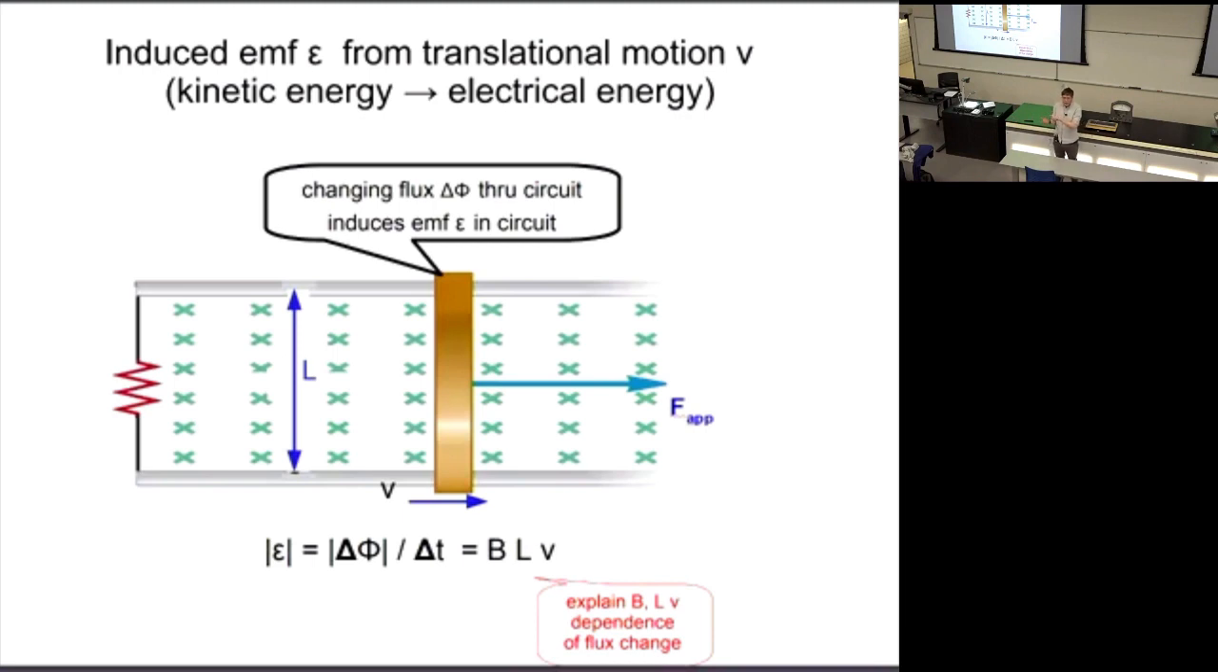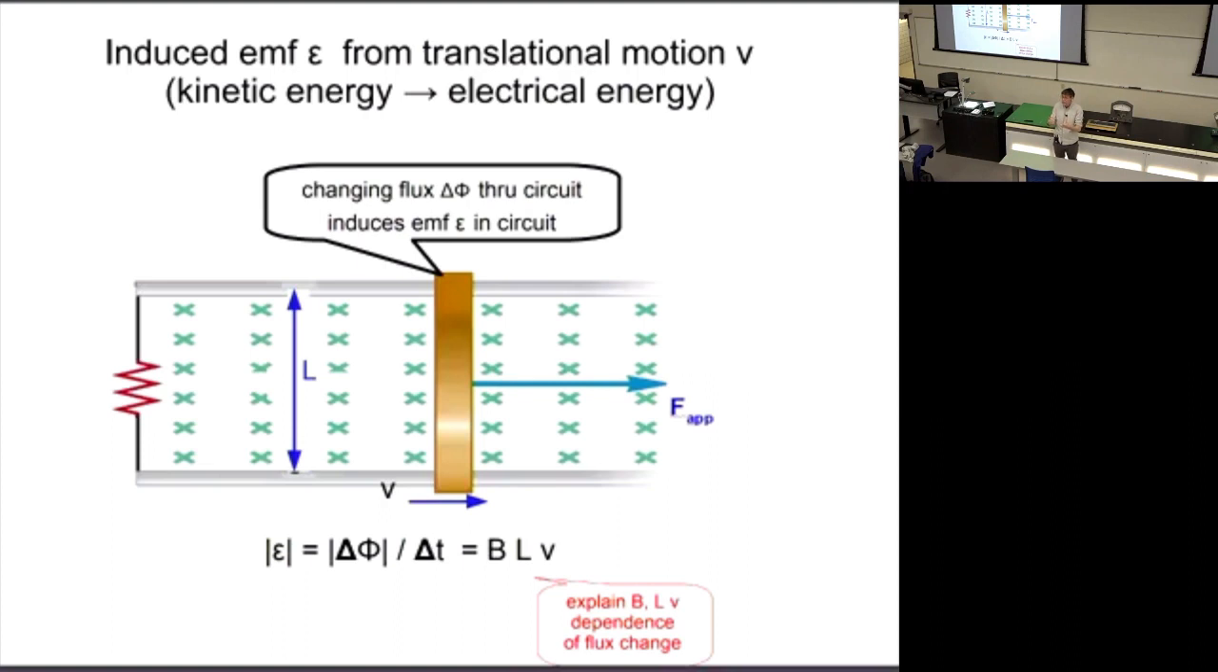Each of those three ingredients, B, L, and V, if you increase them, it's pretty obvious they would increase the rate of change of flux through the circuit. If you were to decrease any of those three ingredients, B, L, and V, it's pretty obvious, I think, and we'll see it, that would decrease the rate of change of flux. So those are the three things, B, L, and V, that change the flux through the circuit.